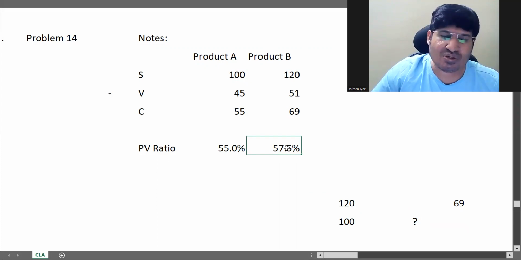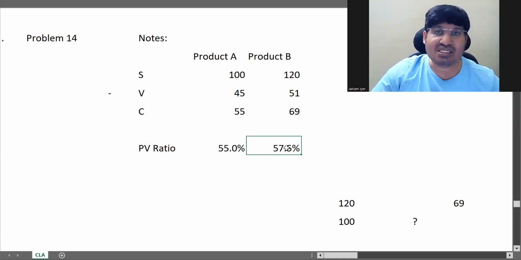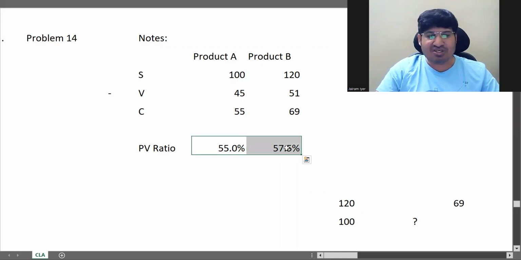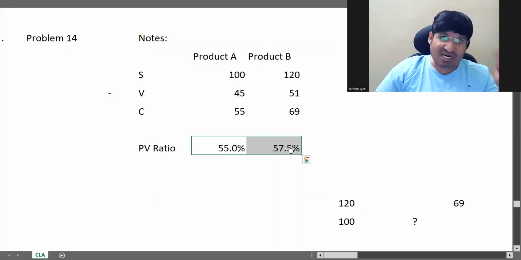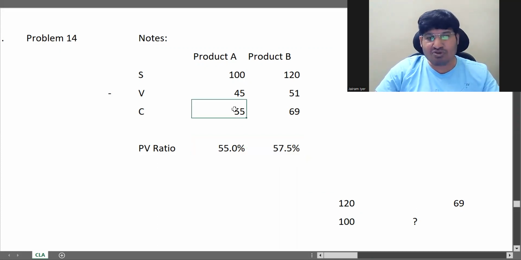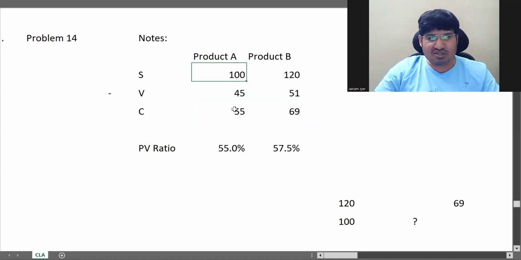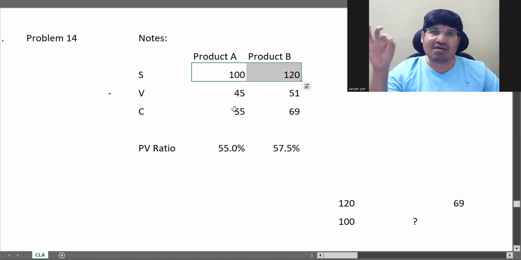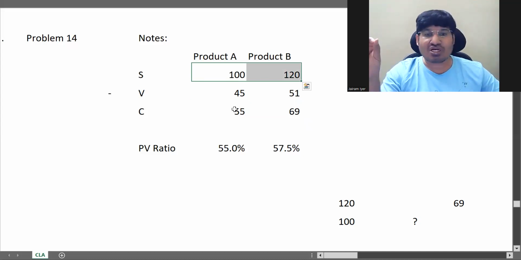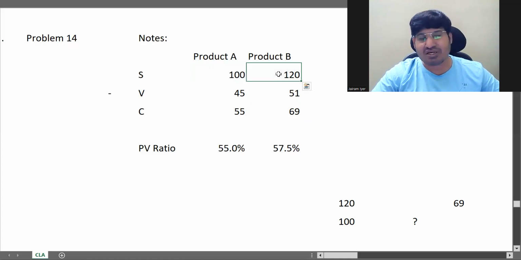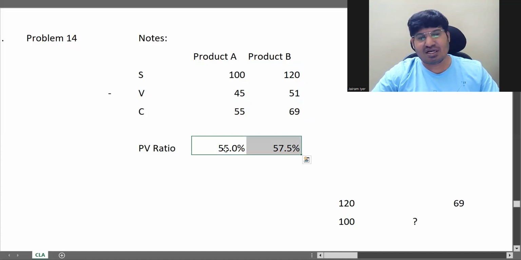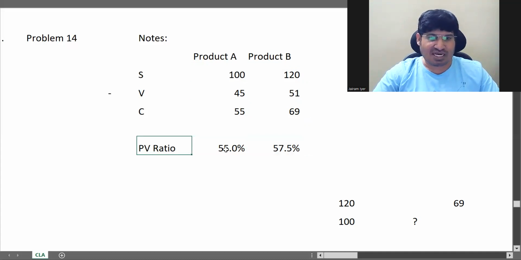So for the second part, if your sales value is limited, always compare PV ratio. Whichever PV ratio is more, that is better for you. For the first part, if it is units, consider contribution per unit. If sales value is limited, that means these two you can sell for the same amount. Total sales can be of the same amount. If it is 10,000 here, it will be 10,000 here also. So in this case, you have to go by PV ratios. Now, the second one is more, so this is what will be your decision for the second.